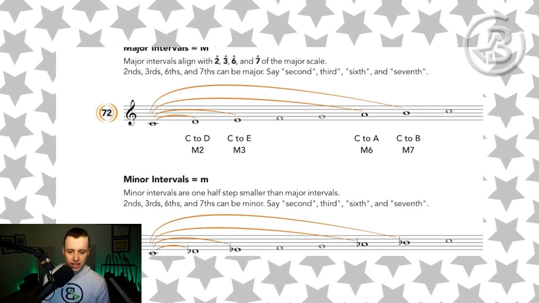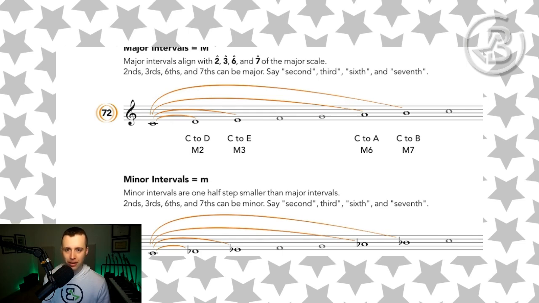So from C to D, you can think about it this way. C would be scale degree 1. D would be scale degree 2. From 1 to 2, that's a major second. C would be scale degree 1. E would be scale degree 3. From C to E is a major third. From C to A is a major sixth because A would be scale degree 6. And from C to B is a major seventh because B would be scale degree 7.